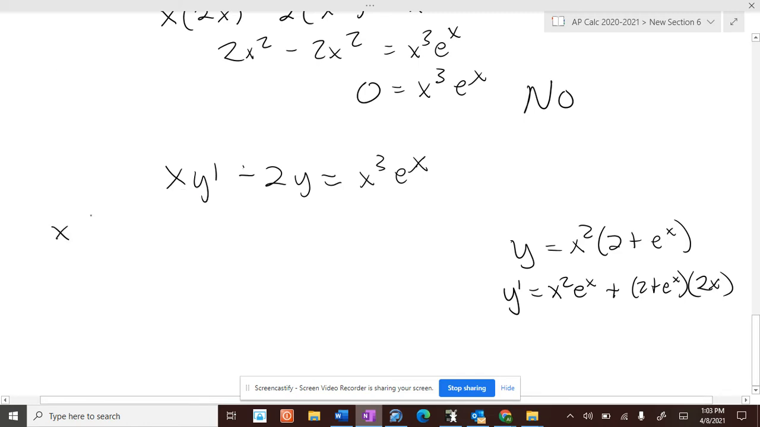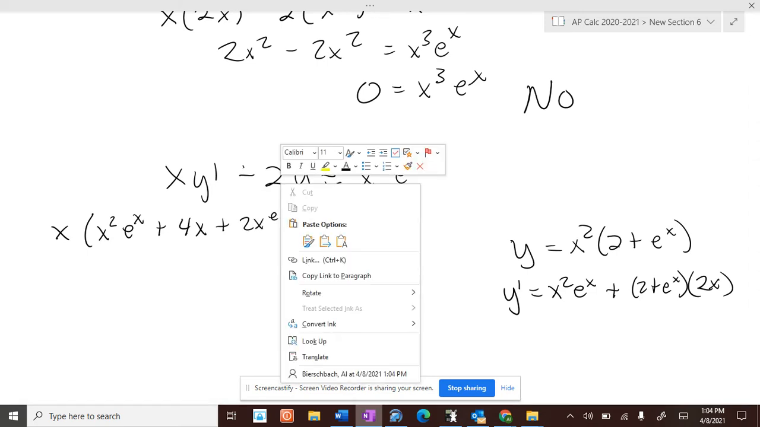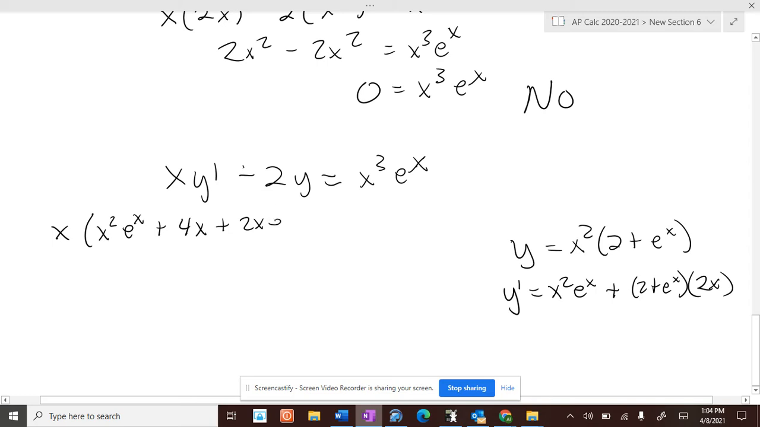So x times x squared e to the x plus 4x plus 2x e to the x. Oop, 2x e to the x. Minus 2 times y. Well, what's y? Well, that's 2x squared plus x squared e to the x equals x cubed e to the x.